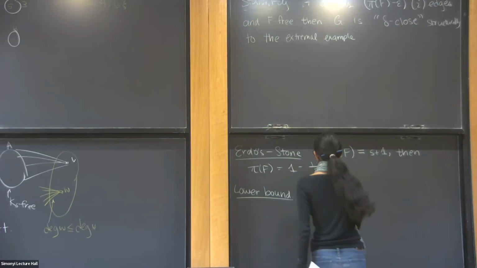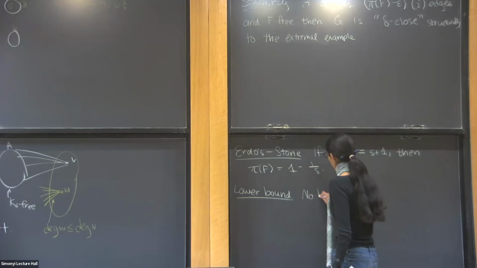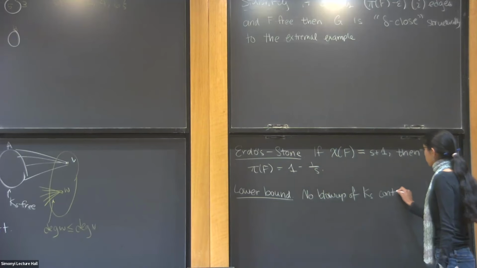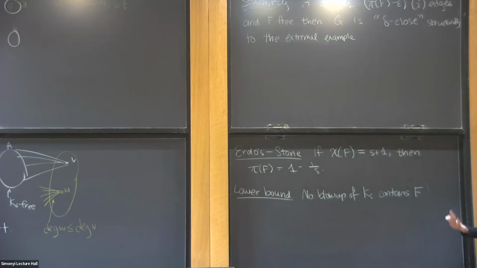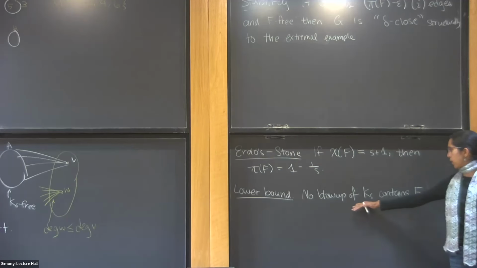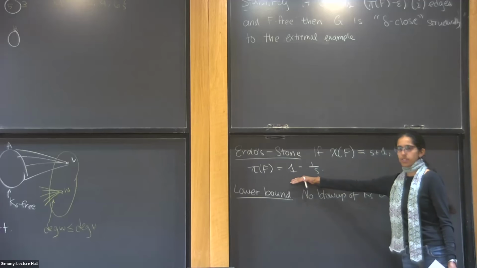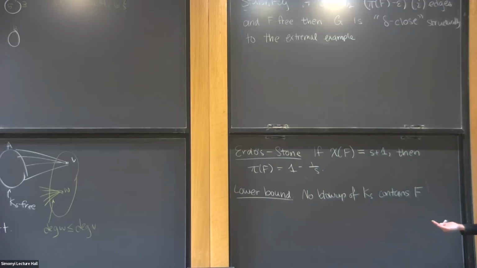Because any blowup of Ks will not contain F. So that tells me that I have an F-free graph because F has chromatic number s plus 1, and blowups of Ks are s colorable. So that tells me that I have this lower bound because 1 minus 1 over s is the density of a blowup of Ks. So the challenge is really doing the upper bound.